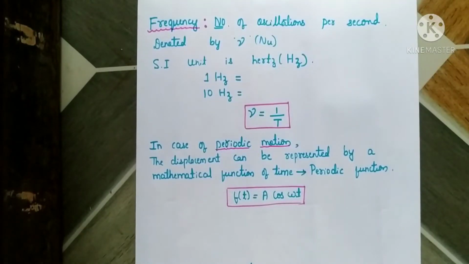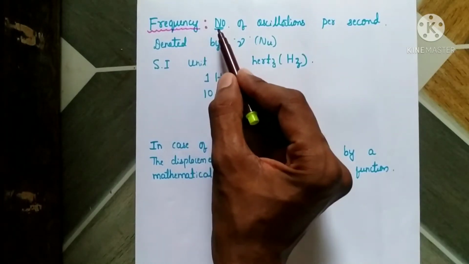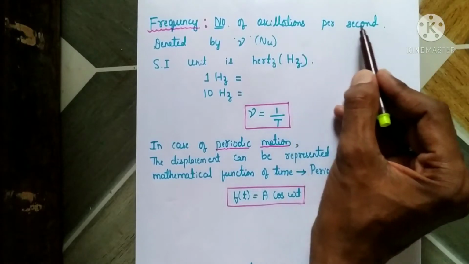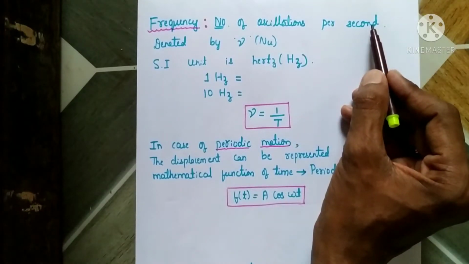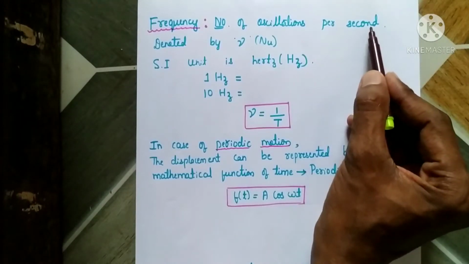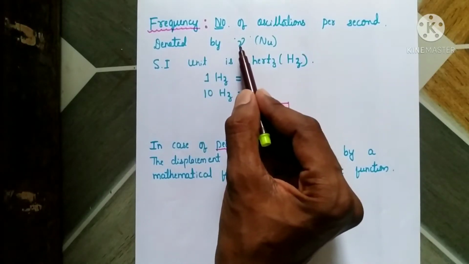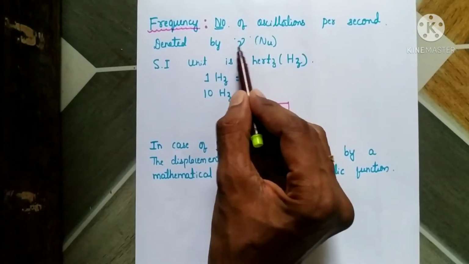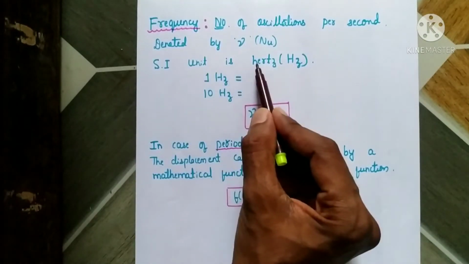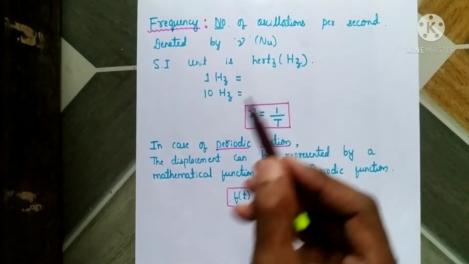Now we'll see the term frequency. What is the meaning of frequency? Frequency means the number of oscillations completed in 1 second. How many oscillations are going to be completed per second? That is what frequency is, and it is denoted by the letter nu. So this symbol is what? Nu. And the SI unit of frequency is hertz, which is written as Hz.